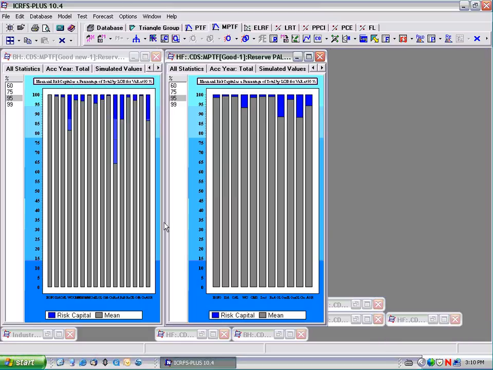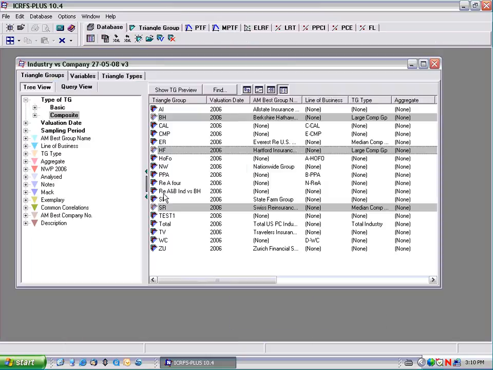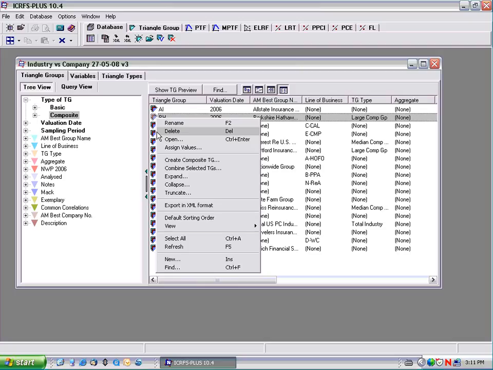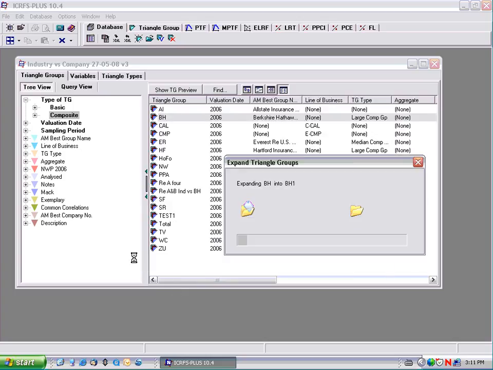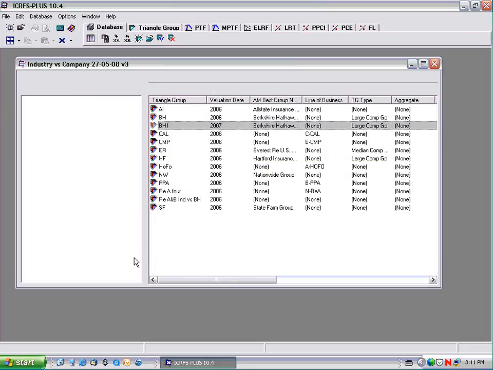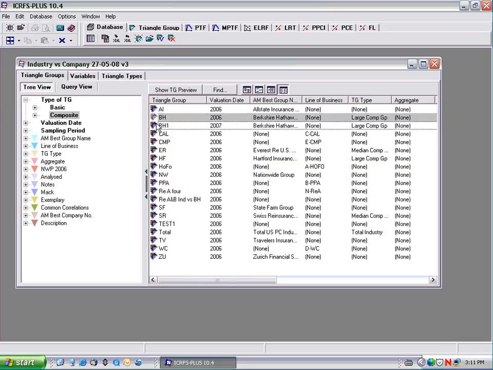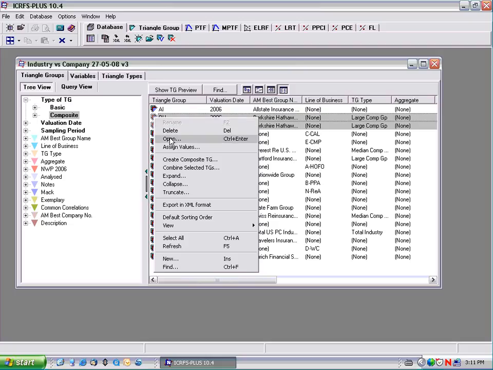I mean, one of the things I can do is go to Berkshire Hathaway and update it. Let me write this down. So I'll just create a composite TG. Now I'll expand it and I'll call it BH1. So when I do that, I've got both. Okay, so let's open both now. One is expanded.